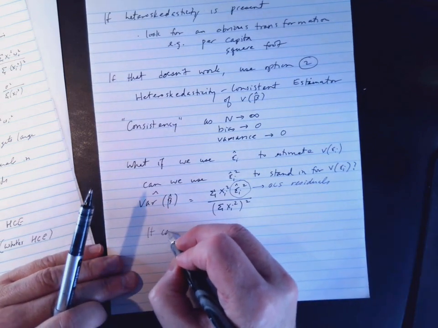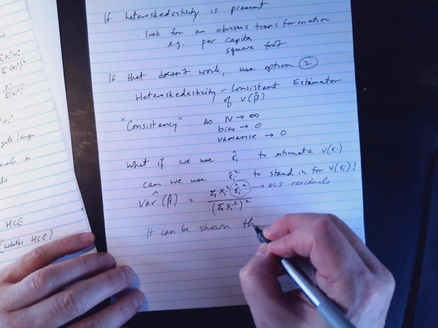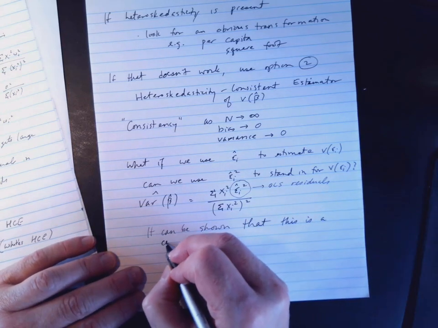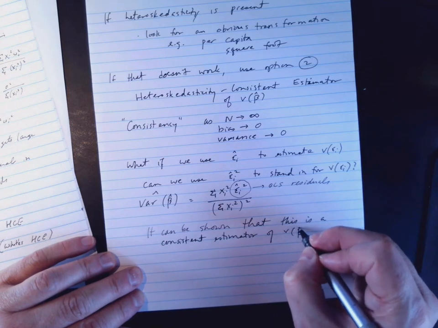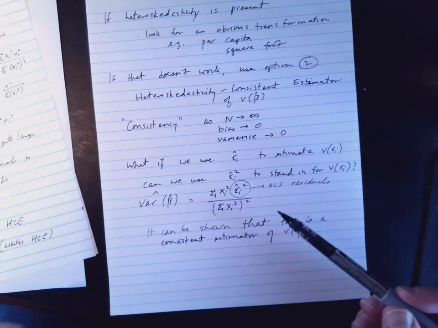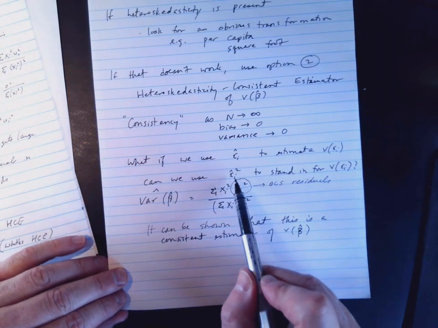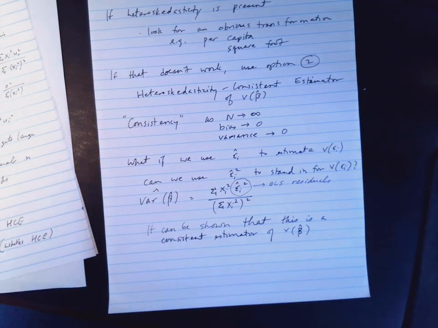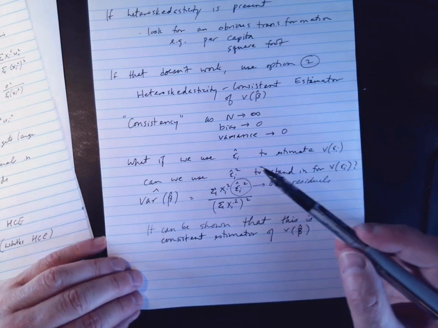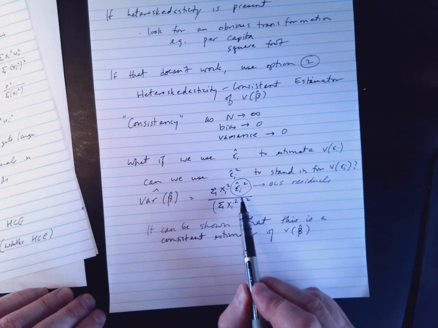Well, it can be shown, and it was shown back in the 1980s by a very clever econometrician named Hal White, that this is a consistent estimator of the variance of beta hat. And the key in White's proof is that we don't actually need an estimate of epsilon by itself. In the formulas, we actually only need an estimate of x times epsilon. And when we use the OLS residuals, they give us a consistent estimator of that product of x squared times epsilon squared.